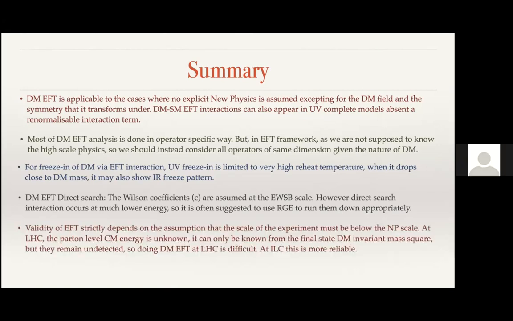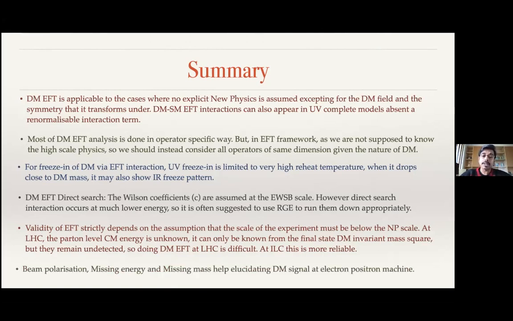So then in terms of direct search, we use renormalization group equations to run down the scale of the Wilson coefficients from the electroweak symmetry breaking scale to the direct search scale. And the validity of EFT strictly depends on the assumption that the scale of experiments must be below the new physics scale. So therefore, we say that it is much easier to probe dark matter effective theory at the ILC compared to the LHC. And of course, the beam polarization and the construction of missing energy and missing mass can be helpful to elucidate the dark matter signal. So with this, I will end. And I apologize for the delay.